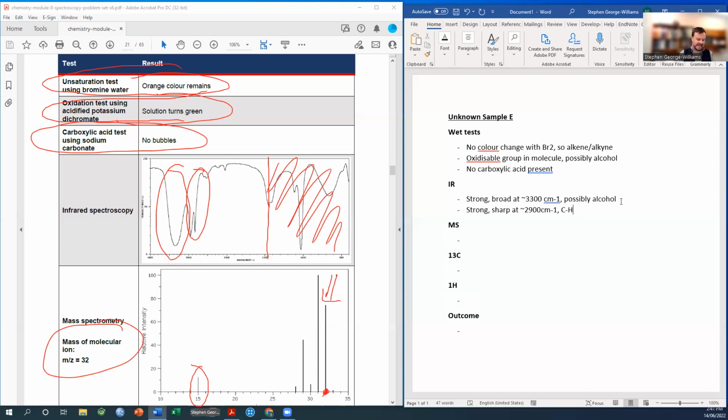So this one at 15, very common fragment coming up at 15 is a methyl group. And the distance between that methyl group and our parent ion is a mass to charge ratio of 17, which is very common. Again, if I see that number, I start to get suspicious that I potentially have an alcohol.